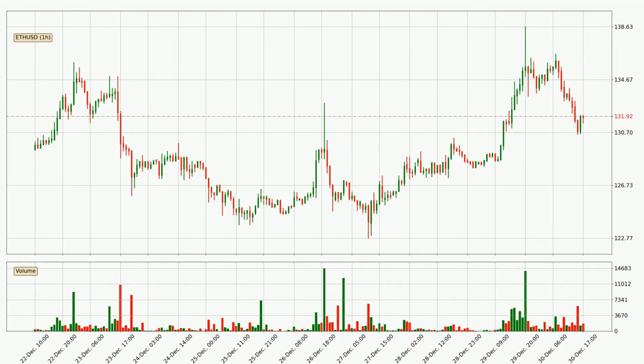Looking at the hourly time frame for Ethereum, the price dipped down by around 2.6%, but then came up again in the last 24 hours, with a current price of 132.